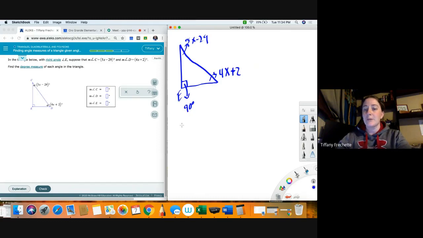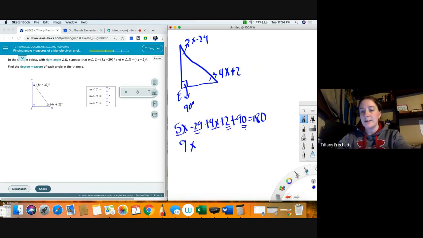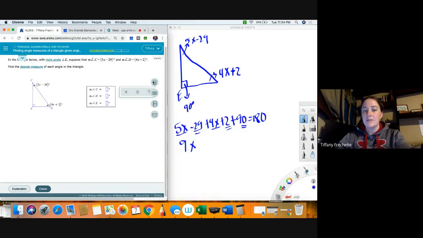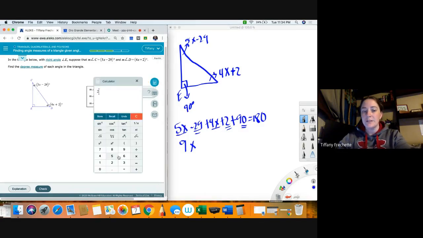Okay, so we're going to add them all together again. 5x minus 29 plus 4x plus 2 plus 90 equals 180. All right, so let's go through and add our like terms. We have 5x and 4x. That gives us 9x, then 29, 2, and 90. So just make sure you're paying attention on this one. So you have 29.